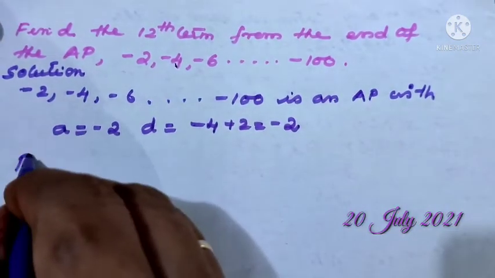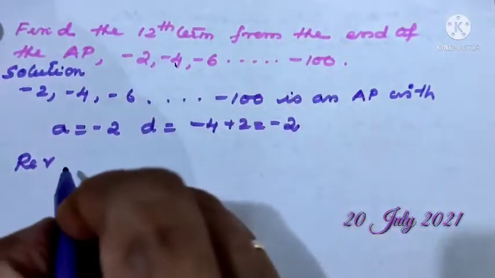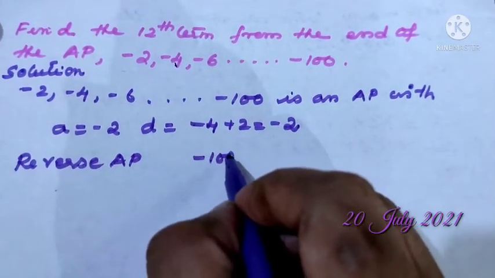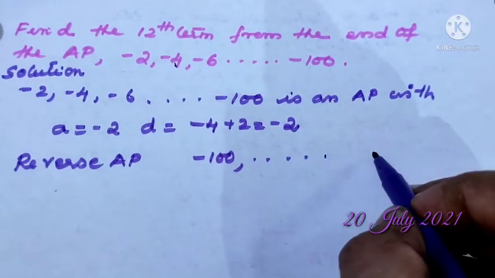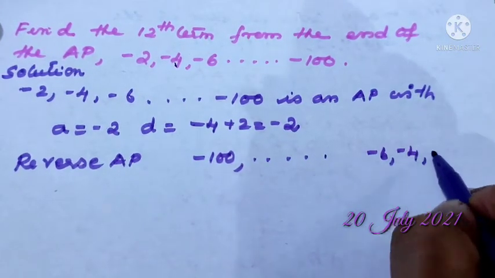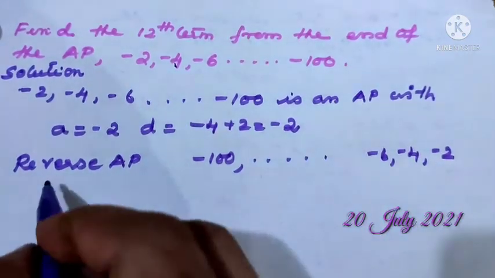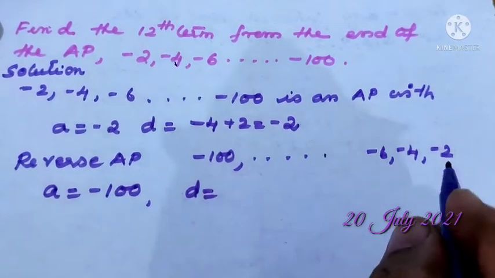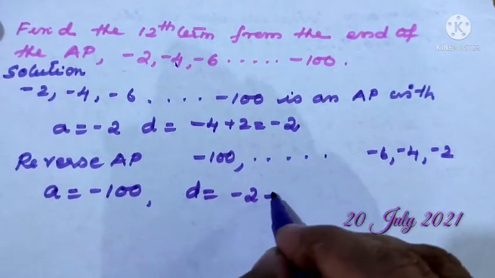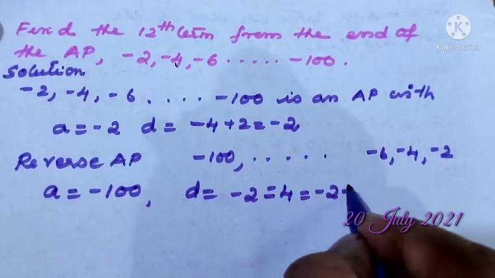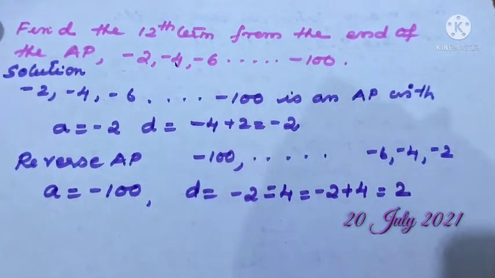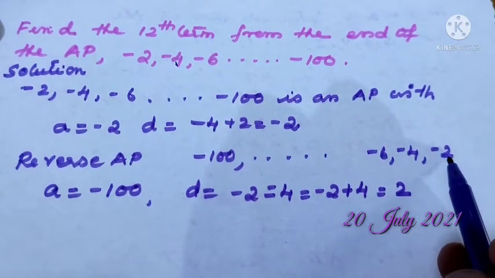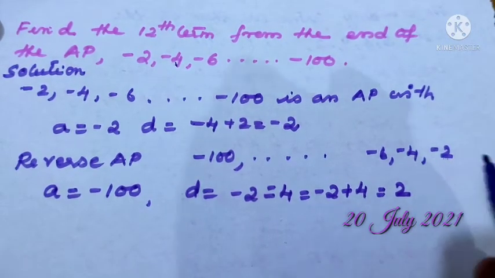But the reverse AP we require, because from the end of the AP we have to calculate. Reverse AP equal to minus 100 comes first, etc., minus 6, minus 4, minus 2. The reverse order we have to write. So what is A now? Minus 100. And what is D now? Minus 2 minus minus 4, that is minus 2 plus 4 equal to 2 only. We can calculate D from successive terms here, the succeeding term minus the preceding term.